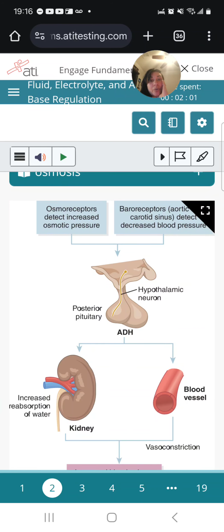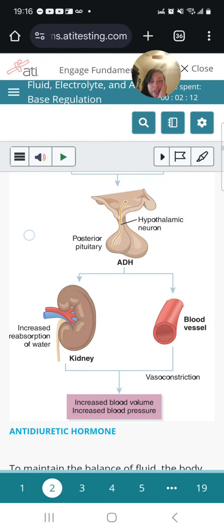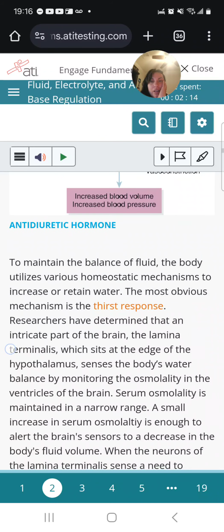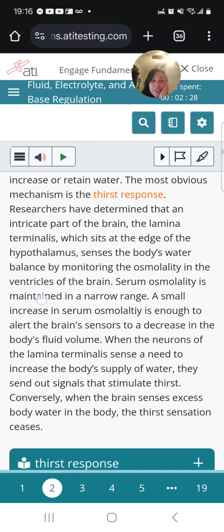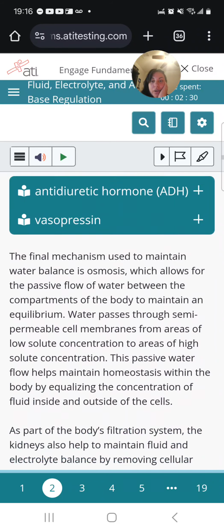There are baroreceptors within the hypothalamus, the posterior pituitary gland, or whatever the case is. Right here it's showing you. To maintain the balance of fluids, the body utilizes various homeostatic mechanisms to retain water, such as the thirst response.